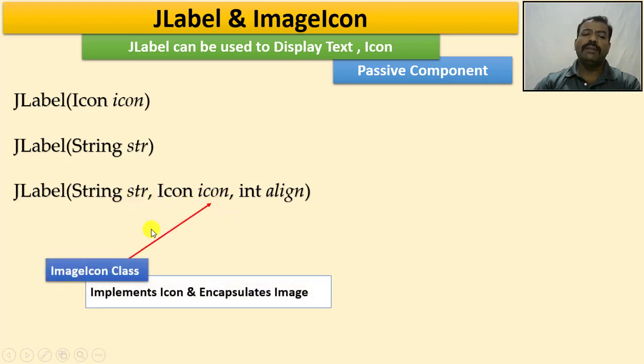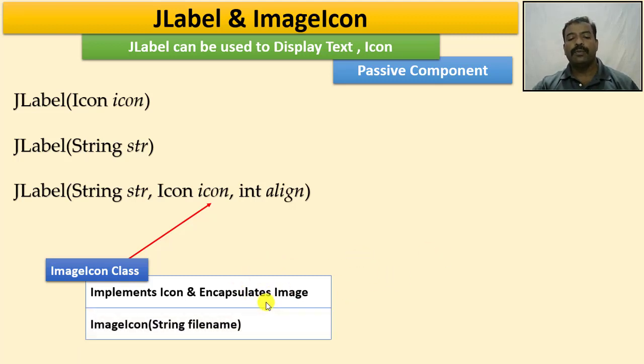And this image icon is going to be the object of the class ImageIcon, which implements Icon and encapsulates the image. So this particular class is going to take this as an input, and it's going to hold it inside its data member. That is what we call encapsulating the image, whatever you're going to put.